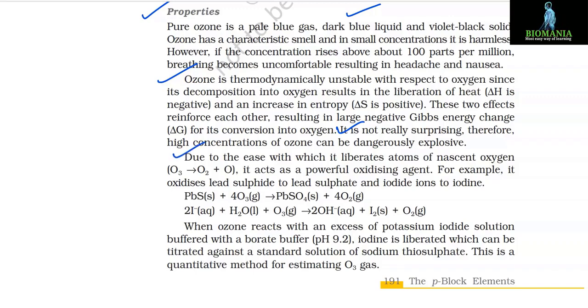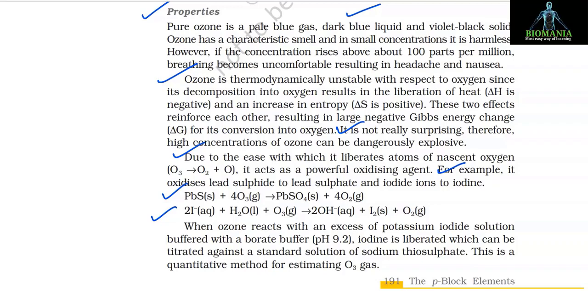Due to the ease with which it liberates atoms of nascent oxygen, that is O3 gives out O2 plus nascent oxygen, it acts as a powerful oxidizing agent. For example, it oxidizes lead sulfide to lead sulfate and iodide ions to iodine. PbS plus 4O3 gives out PbSO4 plus 4O2. 2I- plus H2O plus O3 gives out 2OH- plus I2 plus O2.